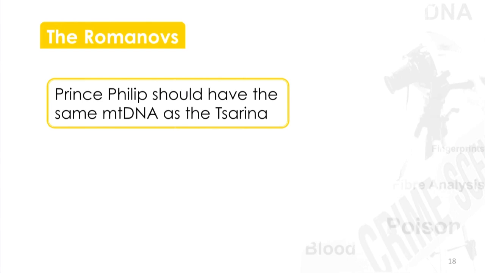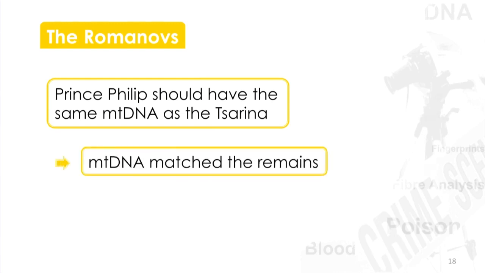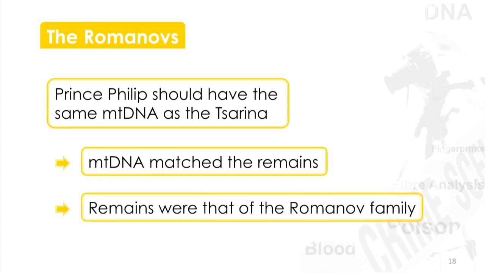So he donated a sample of DNA, and sure enough, there's a match of the mitochondrial DNA with the mitochondrial DNA of the remains of the woman and the children. So this analysis confirmed that the remains found in that forest near Ekaterinburg were indeed those of the ill-fated Romanov family.